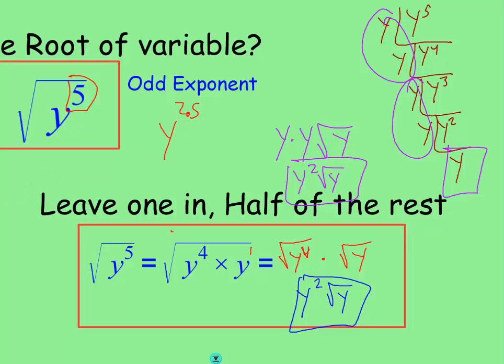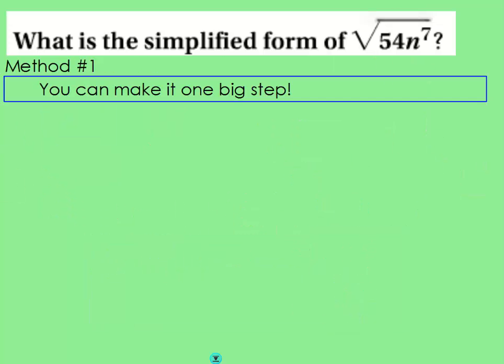So you can follow the methods we did before. In fact, this is still going to work. Let's say I mix up numbers and variables. I can make it one big step. So I'm going to simplify the square root of 54 n to the 7th. So I'm going to write this as 54 n to the 7th.